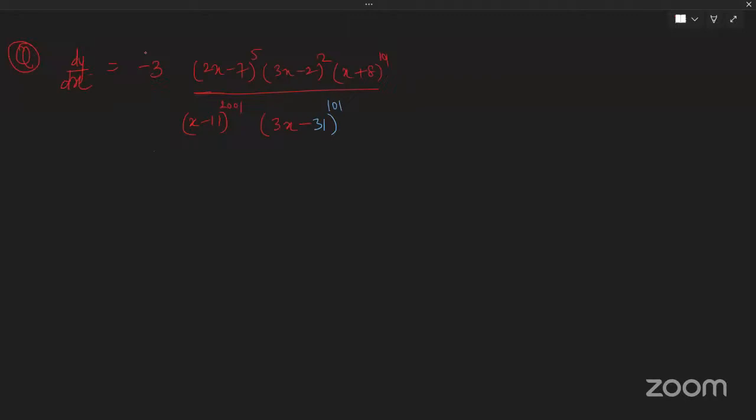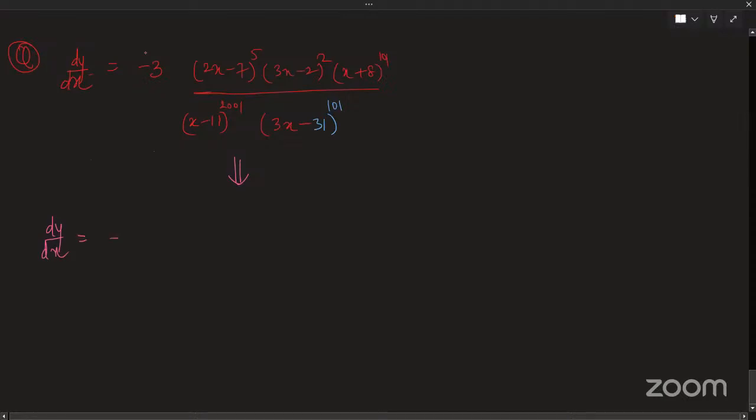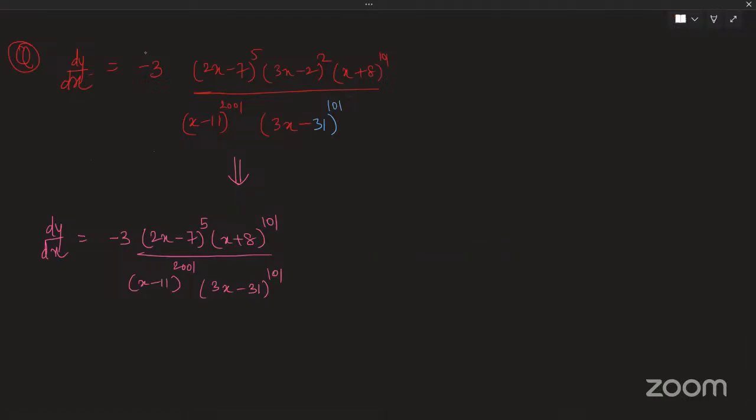What will be your first step? The first step you will be taking is to ignore all the even power terms. So you'll write it as -3 into 2x minus 7 raised to 5, into 3x minus 2 whole square will get ignored, into x plus 8 raised to 101 divided by x minus 11 raised to 2001 into 3x minus 31 raised to 101. Can you tell me what will be the important points?